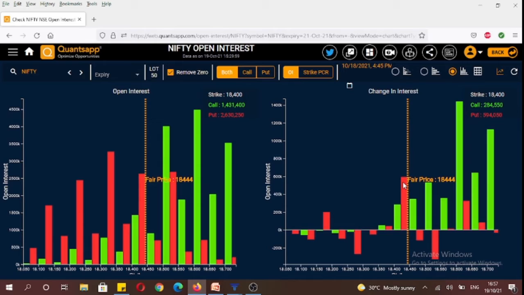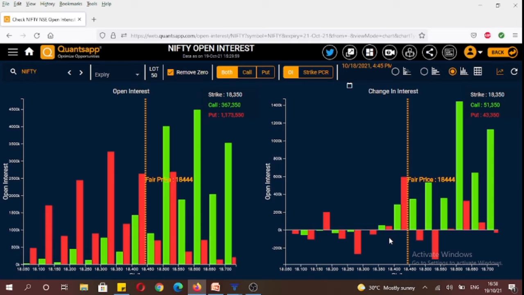And if we see the puts, today the highest amount of open interest addition in puts has happened at 18,400 level, and you would see that we saw a reduction in open interest in puts at 18,500 put strike, 18,450 put strike, and out of the money puts, 18,300 put strike, 18,200 put strike, and 18,100 put strike.